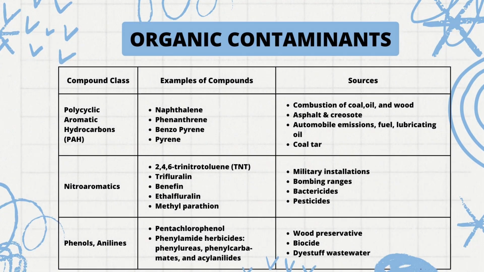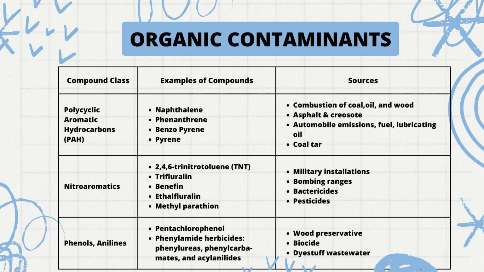So here is the list of common organic contaminants. First is polycyclic aromatic hydrocarbons, a group of organic compounds composed of multiple fused aromatic rings. It is often produced during the incomplete combustion of organic materials such as coal, oil, gas, tobacco, and wood. Next, we have nitroaromatics, which are a class of organic compounds that contain one or more nitro (NO2) functional groups attached to an aromatic ring.